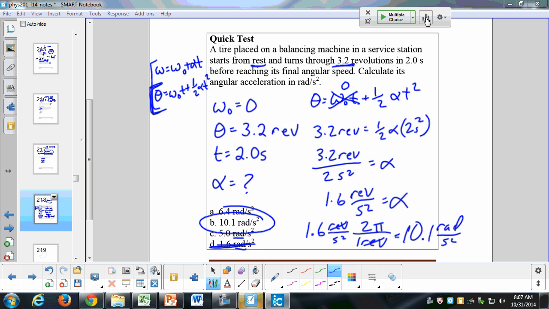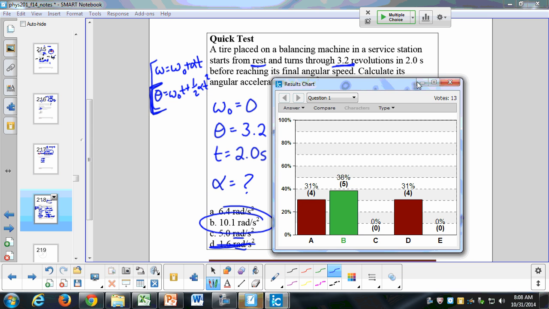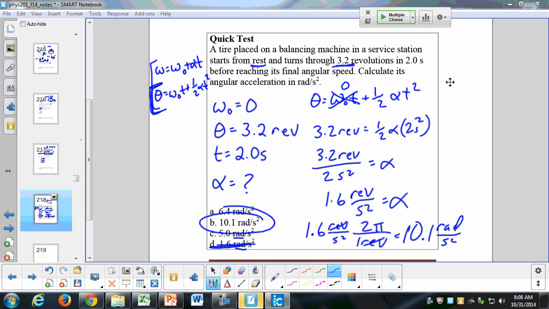Let's see, a lot of you put D. Probably just didn't do the conversion. A. I don't know why you put A. I'm not sure. Does anybody illuminate? Oh, you guessed. Okay. All right.